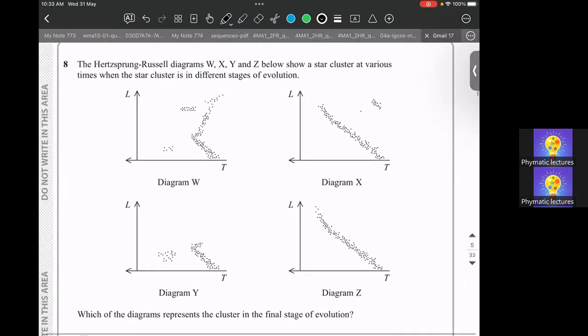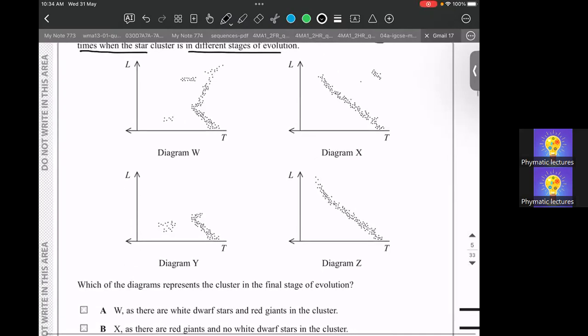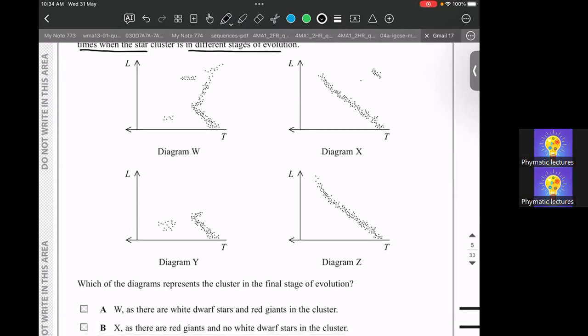Question number 8. The Hertzsprung-Russell diagram or HR diagram. W, X, Y, and Z below show a star cluster at various times when the star cluster is at different stages of evolution. Which of the diagrams represents the cluster in the final stage of evolution?